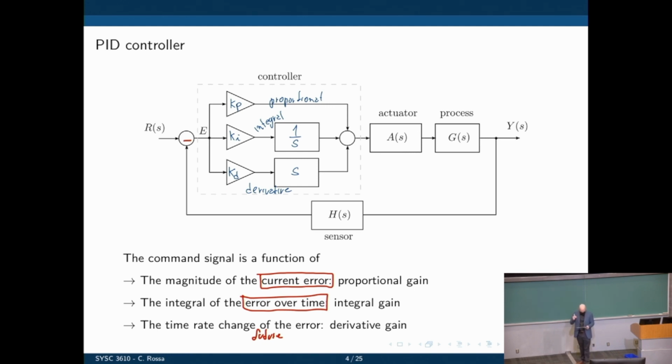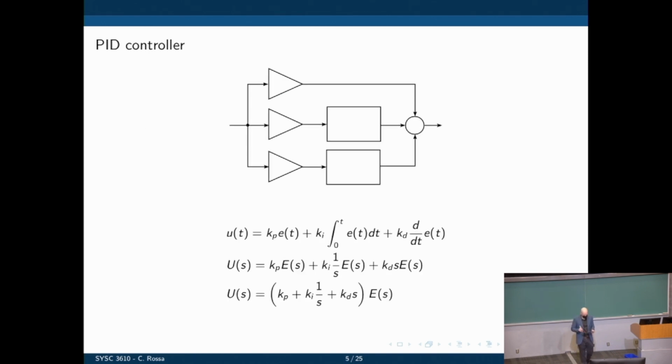Now let's see what each of these elements here is supposed to do. So we have an error E(s). Here we have the control action. I'm going to call that, what did I call it? U(s). So Kp, Ki, Kd gains. One is multiplied by 1 over s. And now we can find the relation between the input and output here.